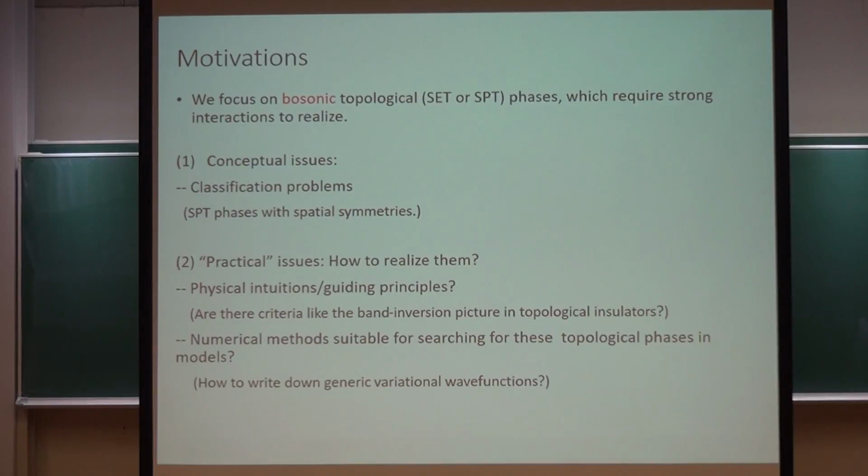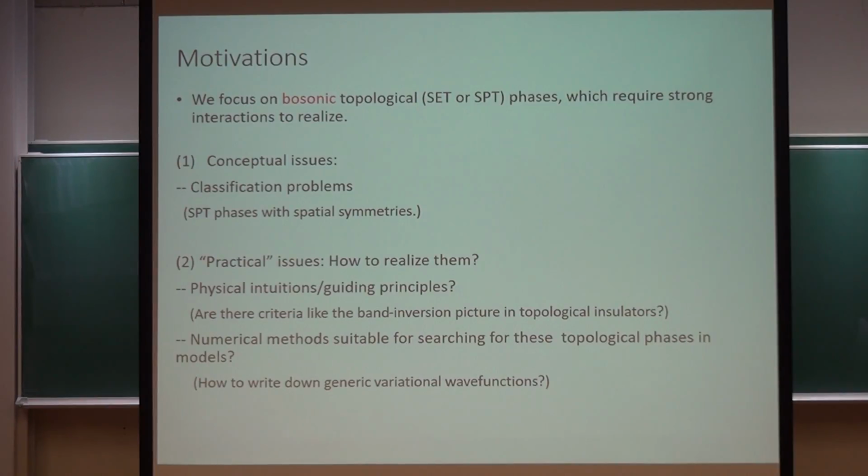So one very concrete question one can ask is, can we write down very generic trial wave functions for these topological states? Because if you think about how we numerically simulate correlated models in a general system, we basically always do variational simulation, because other numerical methods suffer all different kinds of problems. So namely, we try to find a way to write down generic trial wave functions for these topological states. So those are the motivations.